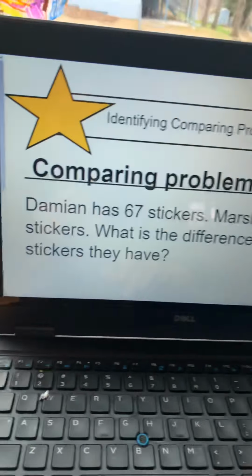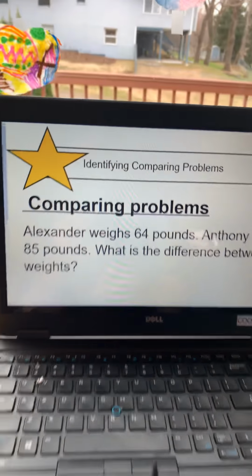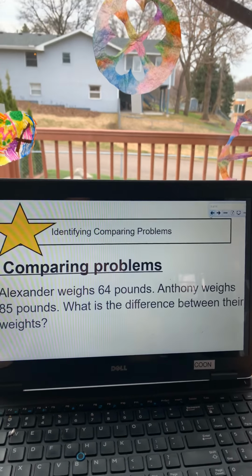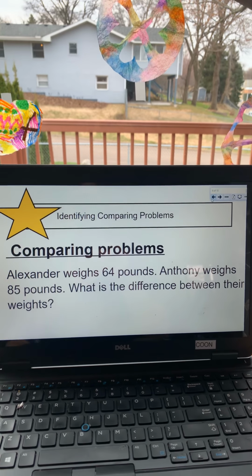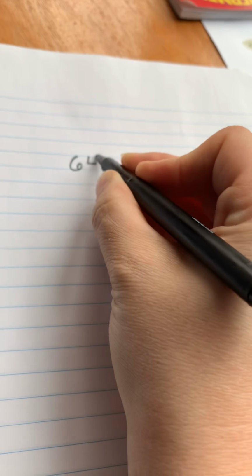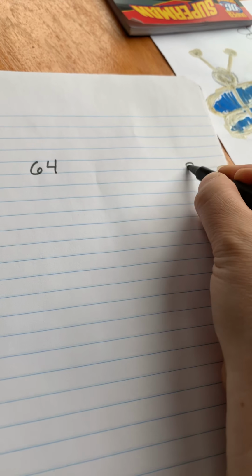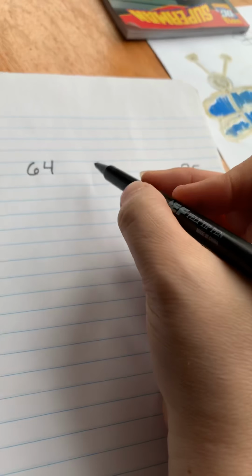Let's try another problem. All right, how about Alexander weighs 64 pounds and Anthony weighs 85 pounds? What is the difference between their weights? Well, let's take a look. Let's do it on an open number line. Alexander is the smaller one, so we put him on the left, 64 pounds, and Anthony weighed 85 pounds. Okay, let's find the difference. Remember, the difference is the distance between the two numbers.